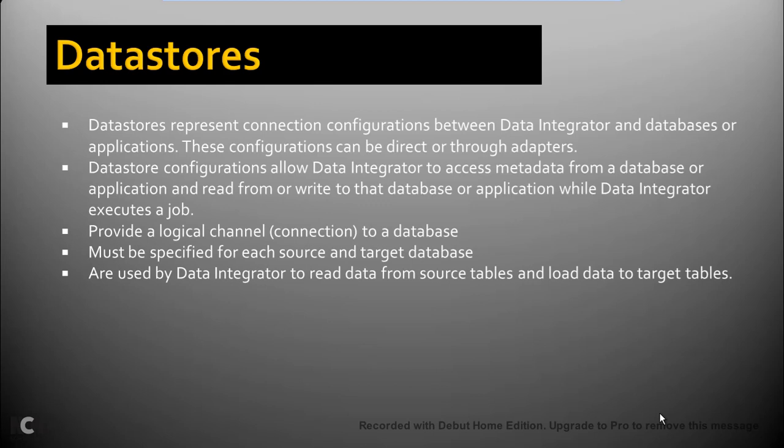Next, data store configurations allow data integrator to access metadata from a database or application and read from or write to the database or application while data integrator executes the job. Metadata is, for example, if you have a table, its schema: the number of columns, the column name, the length of the column, the type of the column. This is called the metadata. So you can get metadata from databases or applications, and you can read the table or write into the table while executing a job in BODS.